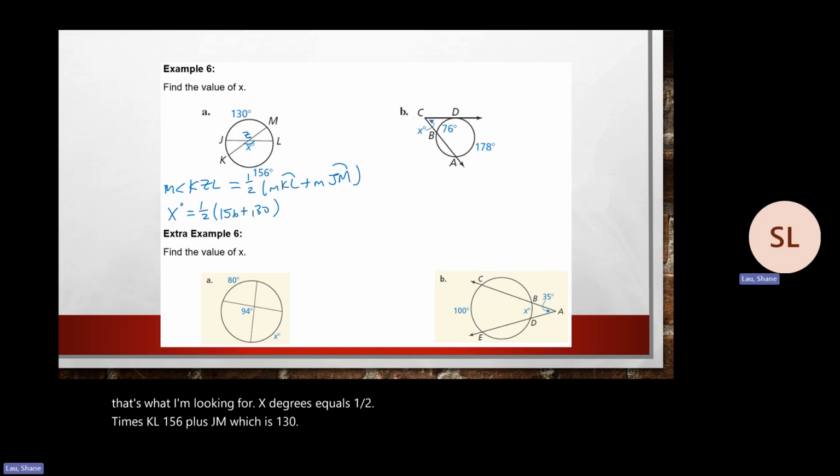We're just going to combine like terms. I add those two up, I get 286. Divide by 2, I get 143. And that is what x equals. That's it. That is it.